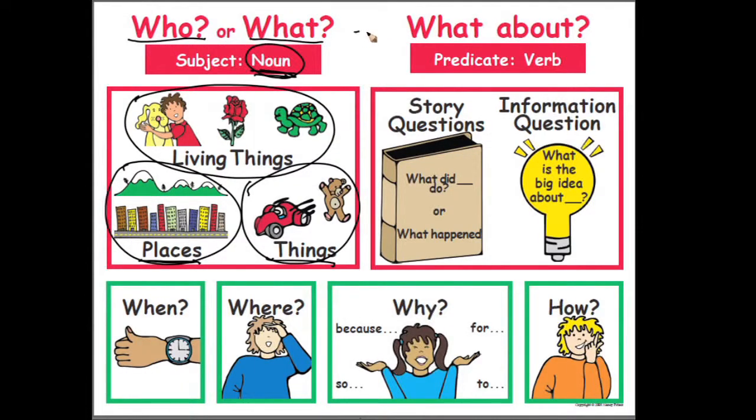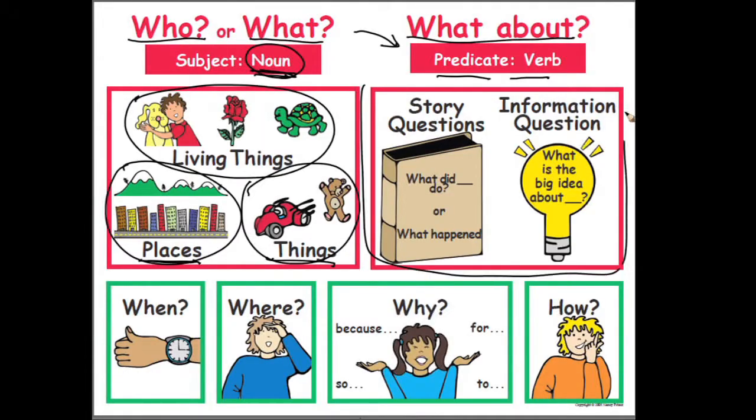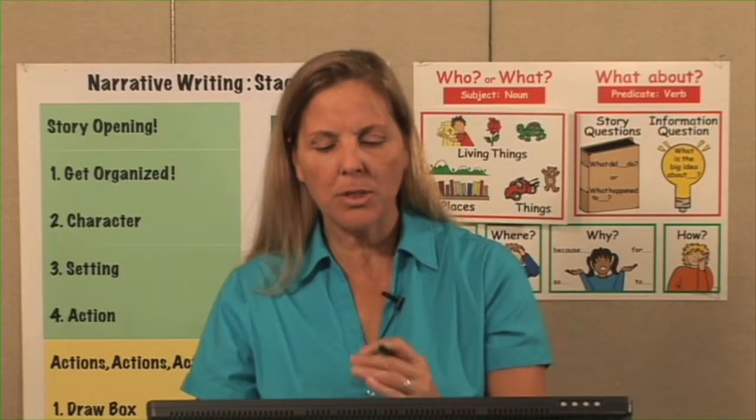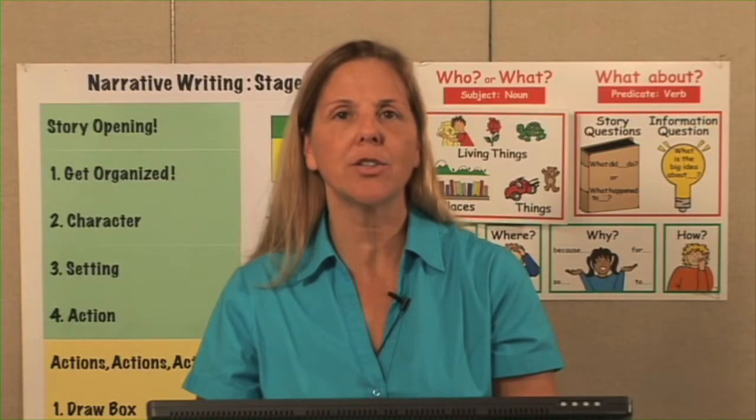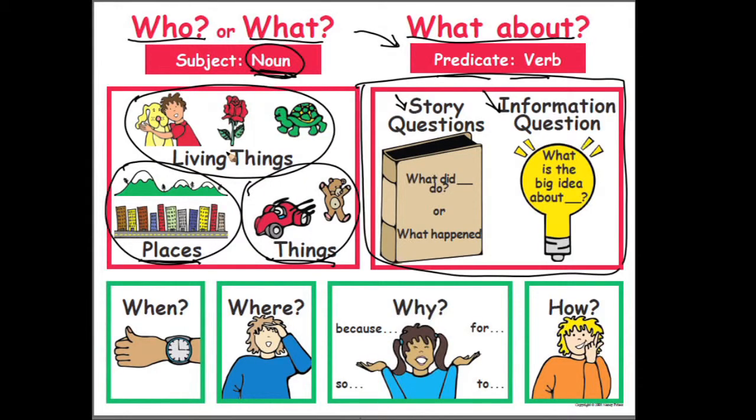The second part of that red section was the what about. That's our predicate kicked off by the verb. This section right here has a red box with story questions or information questions. This is absolutely critical for students to understand that their sentences can be a story. Who or what am I writing about? A monkey. What about the monkey?